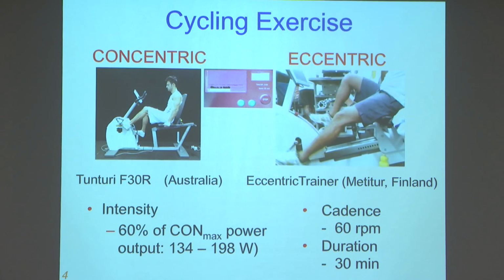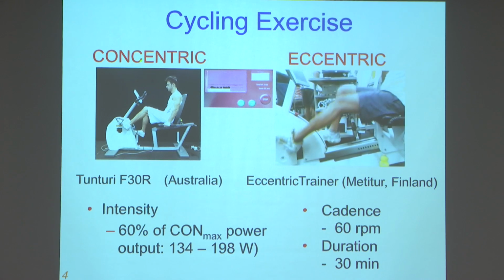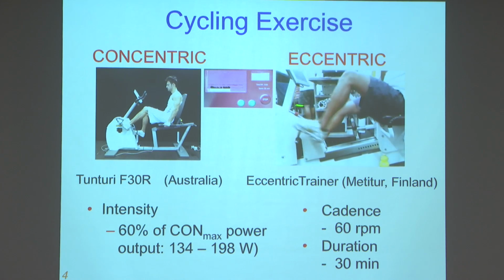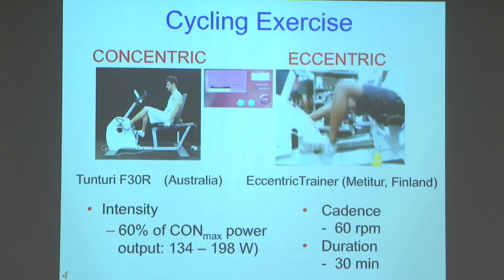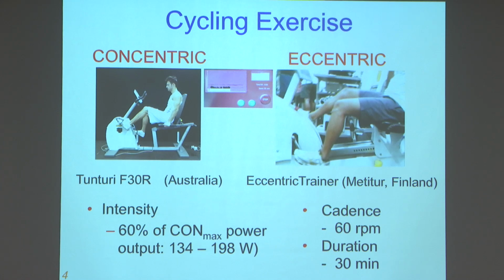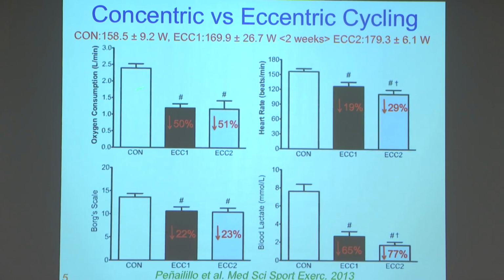For this study, we compared normal concentric cycling and eccentric cycling at the same intensity for 30 minutes. When compared to concentric cycling, eccentric cycling requires 50% less oxygen to perform the same work. Heart rate is also about 20% lower, and Borg's scale, which is a perceived exertion scale, is also 20% lower. So lactate is not produced after eccentric exercise.